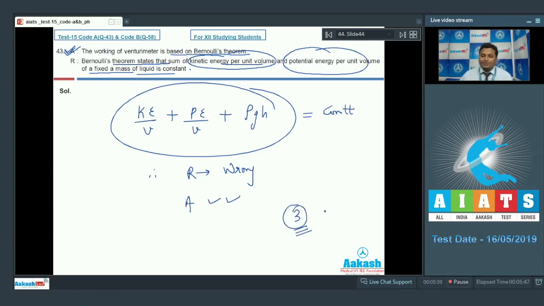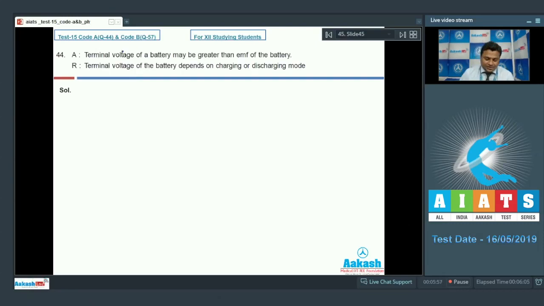We can go for option number 3, which is absolutely correct. Now move on to the next, that is 44 number. So here is question number 44 everyone. Assertion: the terminal voltage of battery may be greater than the EMF of the battery. Let's talk about the reason, then after we will explain it.